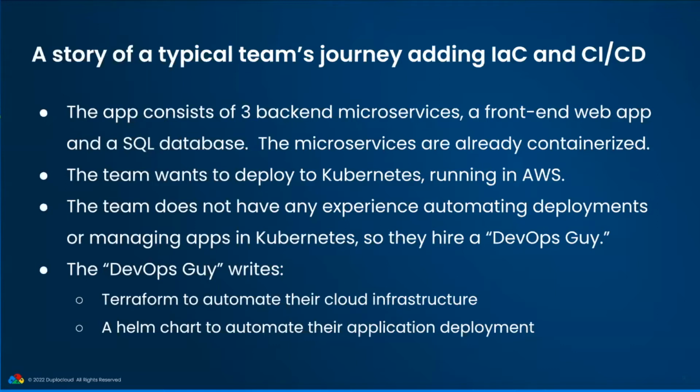So they hire a DevOps guy, right? So this DevOps guy comes and he writes Terraform to automate their cloud infrastructure, and he writes them a Helm chart to automate their application deployment. Next slide.